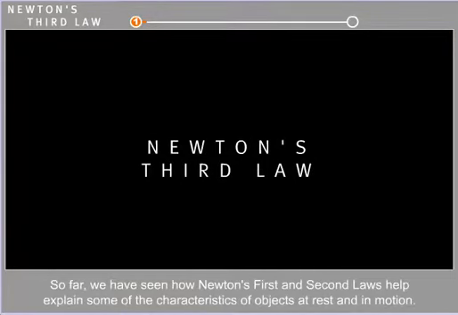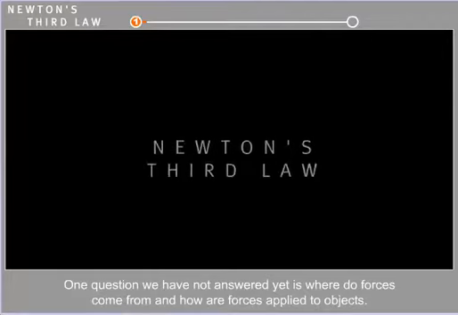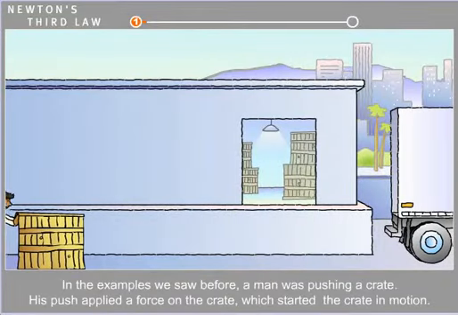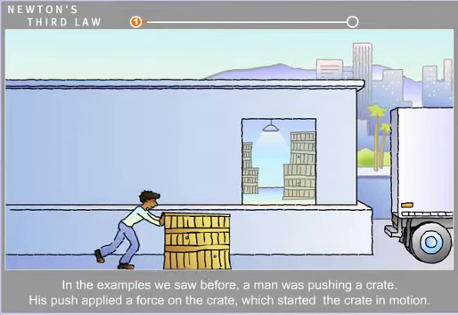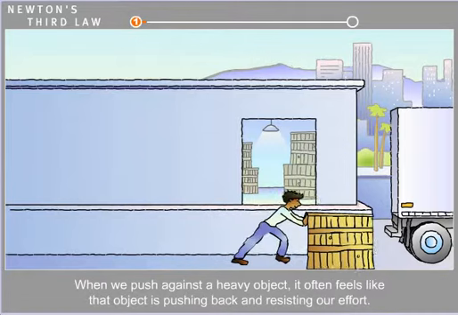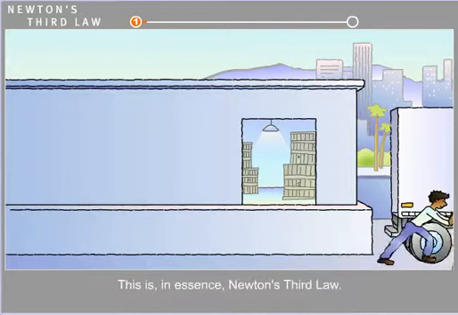So far, we have seen how Newton's first and second laws help explain some of the characteristics of objects at rest and in motion. One question we have not answered yet is where do forces come from, and how are forces applied to objects? In the examples we saw before, a man was pushing a crate. His push applied a force on the crate, which started the crate in motion. When we push against a heavy object, it often feels like that object is pushing back and resisting our effort. This is, in essence, Newton's third law.